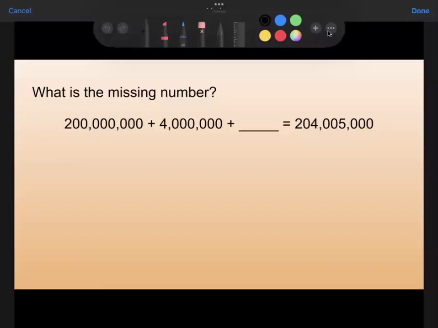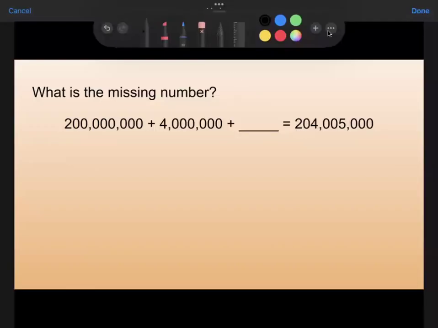Okay, here's our next practice problem. Now we can see here that this one's a little bit different. They give us the final number in standard form, and they give us most of the expanded form, but what they're asking us for is what's missing. Okay, so let's kind of look at this.